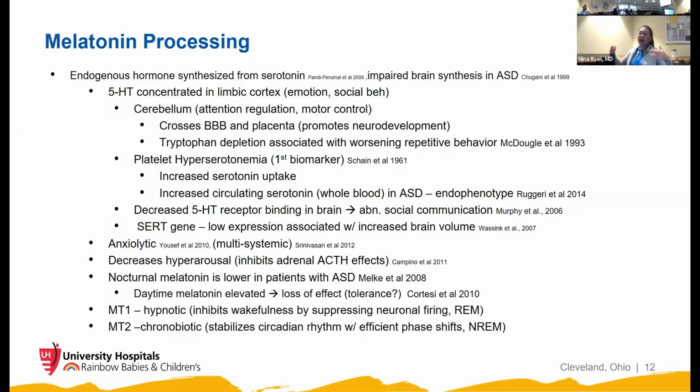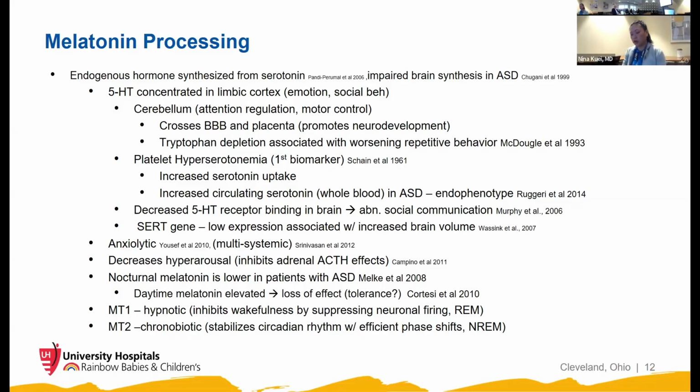Serotonin extensions and pathways are very much concentrated in the limbic cortex, which is where your emotions and social behavior are controlled, and to a lesser extent the cerebellum, which is in charge of attention regulation as well as motor control. The reason this is important is that studies have found over and over, even from the turn of the century, 1999, that patients with autism have impaired brain synthesis of serotonin. They have lower brain levels of serotonin.